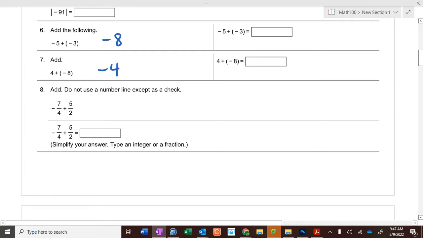What do you have to do in problem number 8? You need a common denominator. -7/4 plus 10/4 is 3/4.